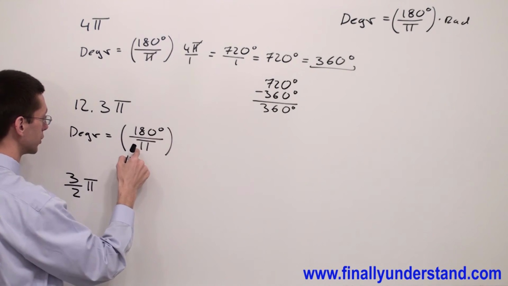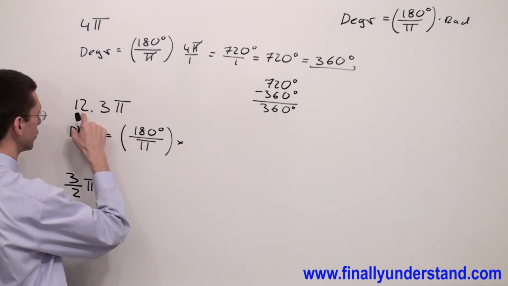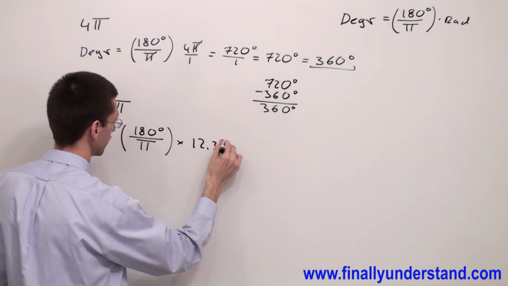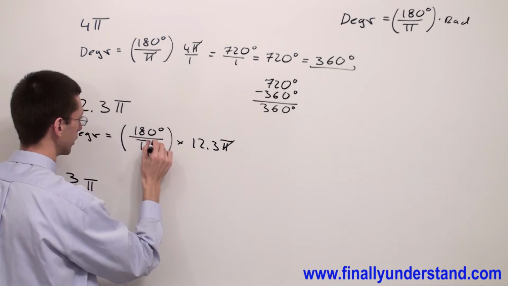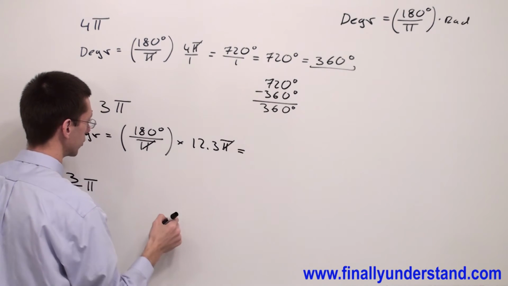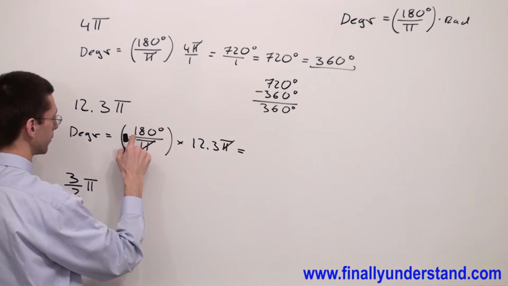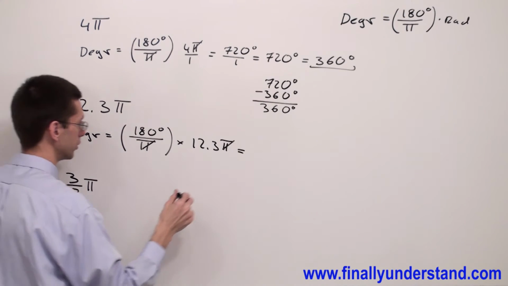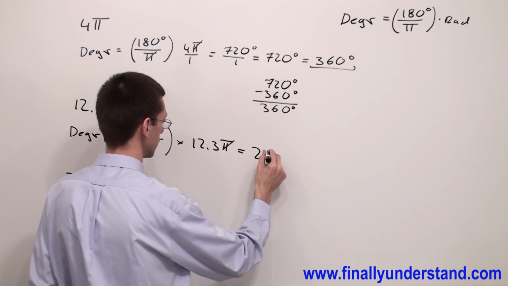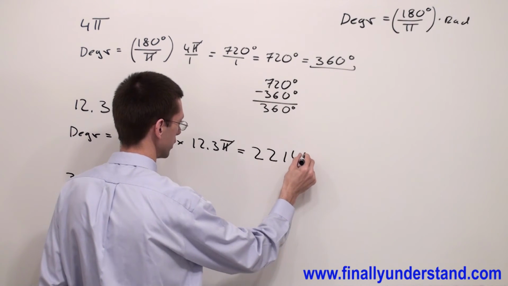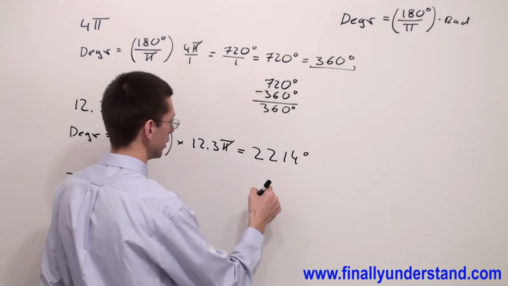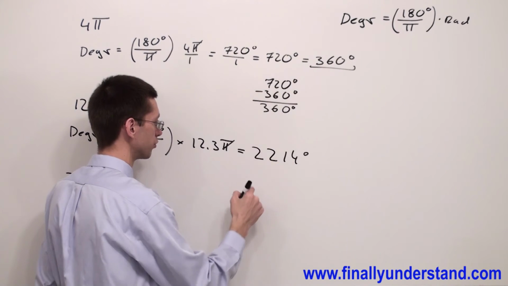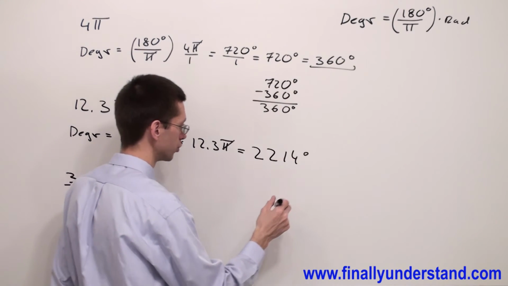So I have 180 degrees over pi times 12.3 pi. Pi and pi will cancel out, and use the calculator to calculate how much is 180 times 12.3. This is equal to 2,214 degrees. Please notice that 360 degrees will go into 2,214 degrees 6 times. So what are you supposed to do?